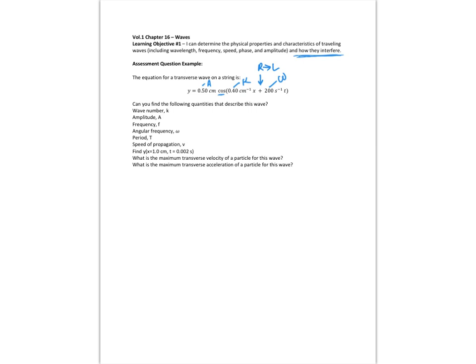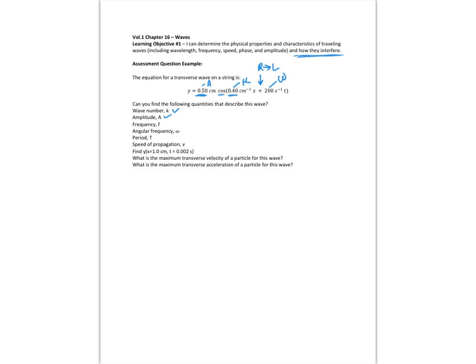Okay, so I kind of wrote out all the different things that you could find. I want to try to keep everything on this page, so it might get a little cluttered. So first of all, the wave number I already showed you is 0.4, so we know that. The amplitude is the number that's out front in front of the whole expression for the cosine function. So that's 0.5, so we know that's 0.5 centimeters.